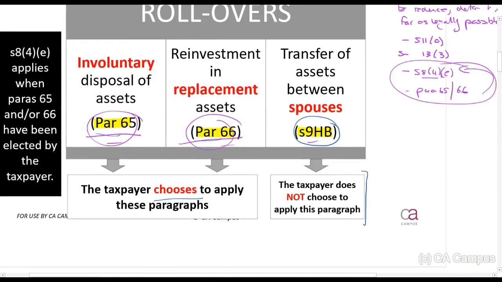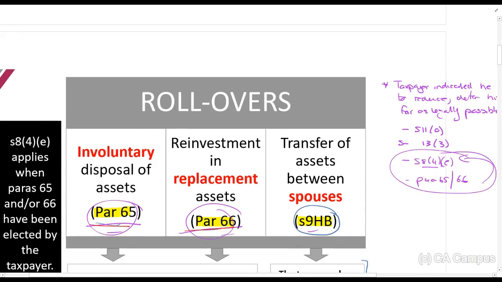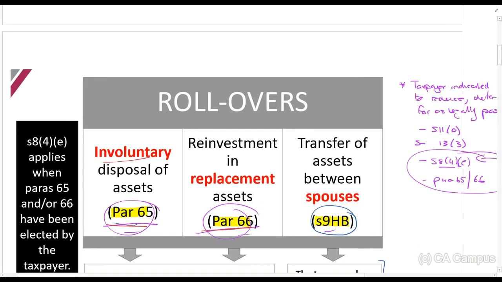So all I'm going to do now is go through the theory. I'm just going to talk about it. The first thing I want you to understand is the difference between paragraph 65 and 66. Paragraph 65 applies if you've got an involuntary disposal of assets. Again, we're going to have an old asset and have it replaced with a new asset. A new asset doesn't mean it's new, it can be second-hand. Let's also call it a replacement asset, just to make sure we don't confuse the issue.